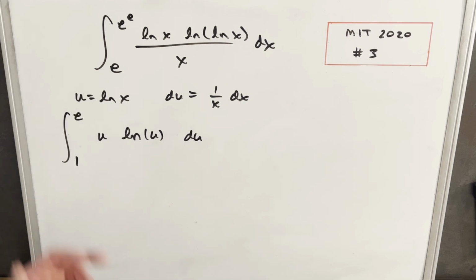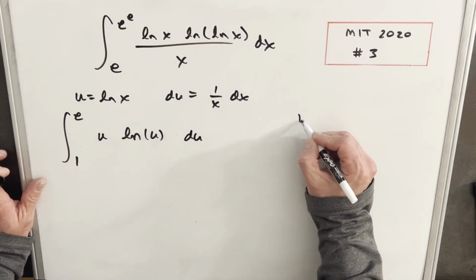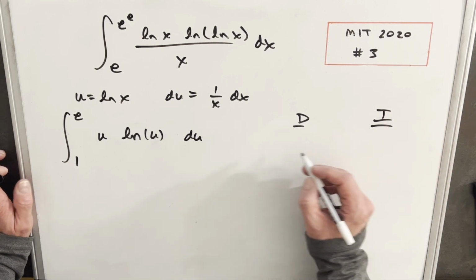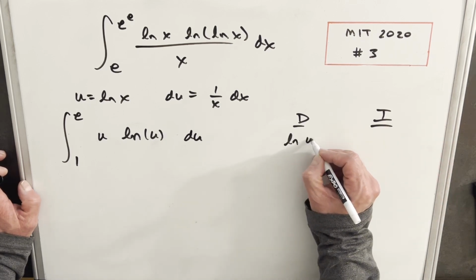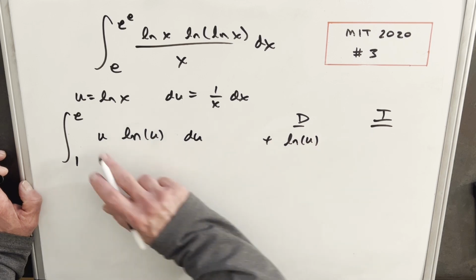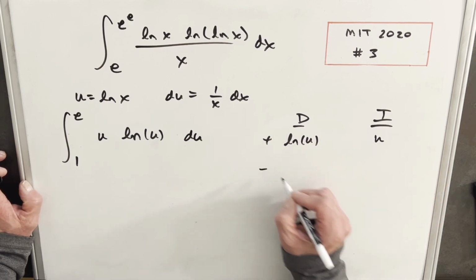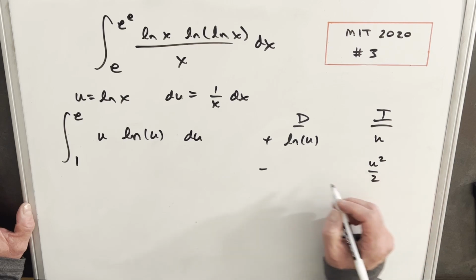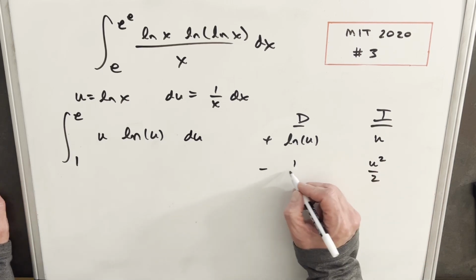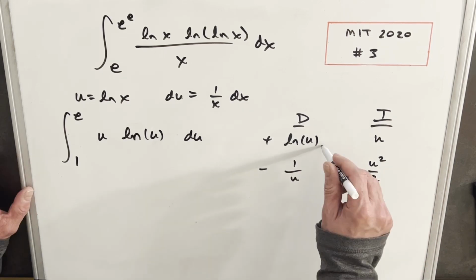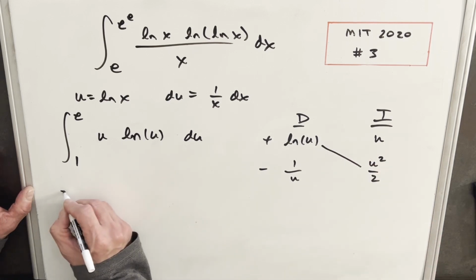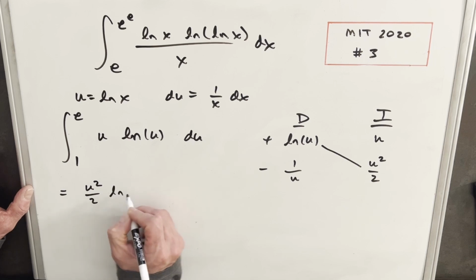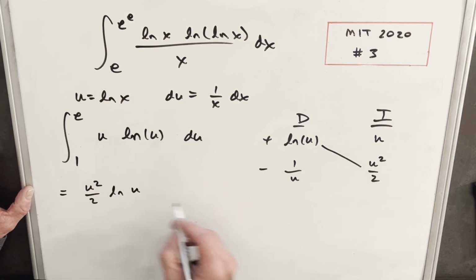We can do this using integration by parts. I'm going to do this real quick with the DI method or tabular integration. So we'll create two columns. We'll differentiate our natural log of u, and we'll integrate u. Integrating that, we're just going to have u squared over 2. The derivative of natural log of u is just going to be 1 over u. The diagonal will be part of our answer. So we're going to have u squared over 2 times natural log of u, and then this next part's an integral.